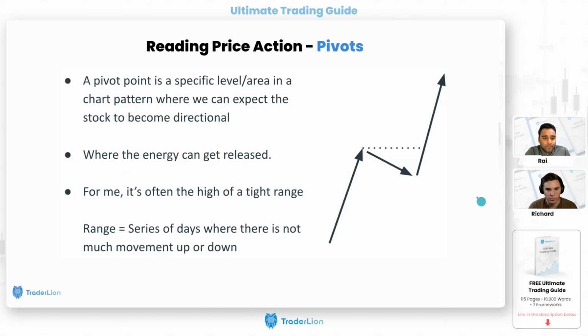So reading price action pivots, again, this is a very simplistic view, but we're going to build and build and build. So how do I define a pivot? A pivot point is a specific level or area in a chart pattern where we can expect the stock to become directional. Ryan, I think I stole that from you, pretty sure. But basically, it's a spot that's in the eye of the markets where the supply and demand scale is about to shift. This is where the energy can get released, both to the upside or downside, depending on the setup. For me personally, it's often the high of a tight range.